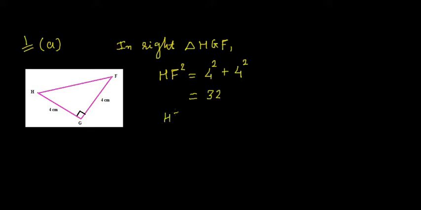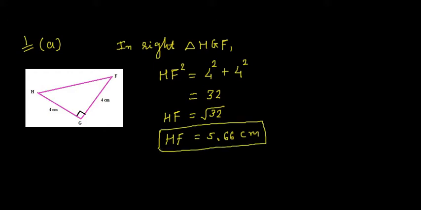Now if you take the square root both the sides, I am going to get root of 32, which is same as, if you write in number, then it is coming up 5.66. It is rounding up to three significant figures, 5.66. So this is the answer of the first part of the question.